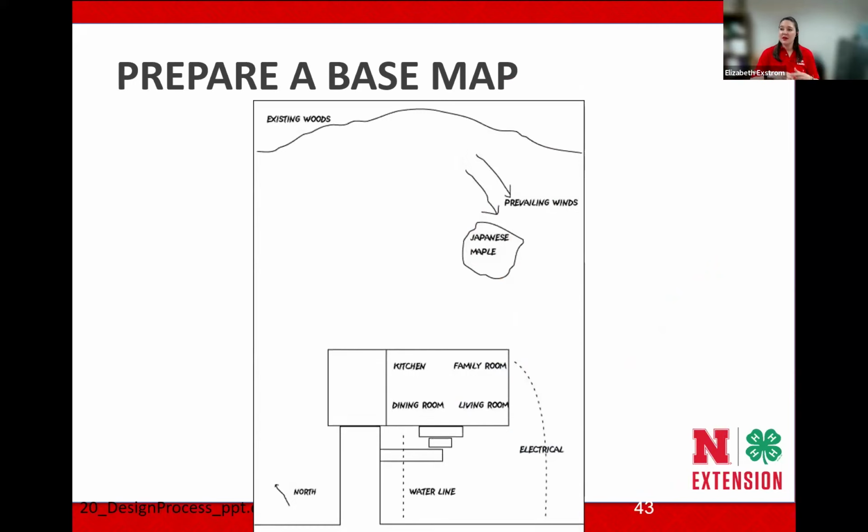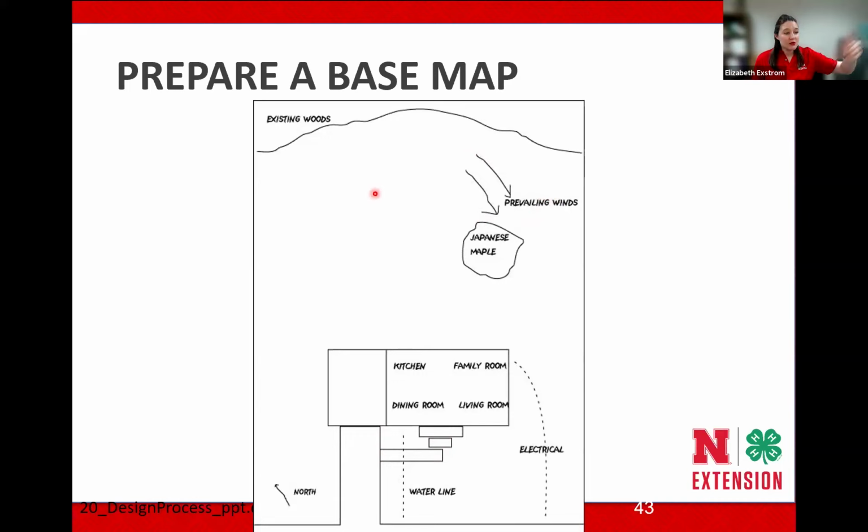That base map is what is in that location already. If you've got a blank slate, this is super easy. But if you have existing plant material, you need to take that into consideration in that base map. You need to know where the property lines are. You need to know where the electrical and water lines are. Where's the driveway? Where's the sidewalk? Which direction are the prevailing winds coming from? That's going to make a big difference.